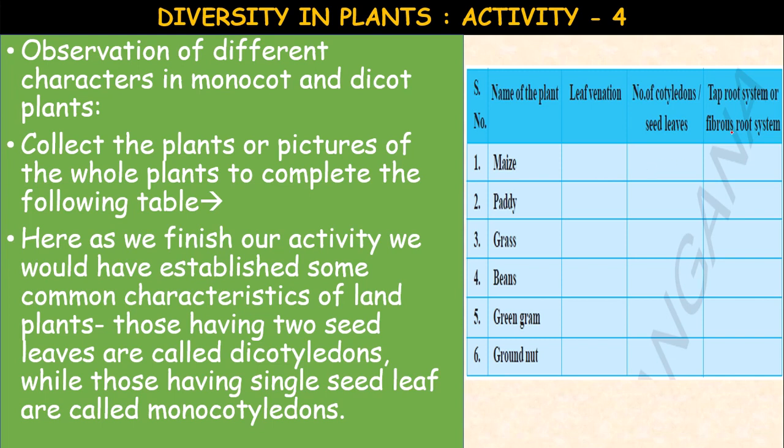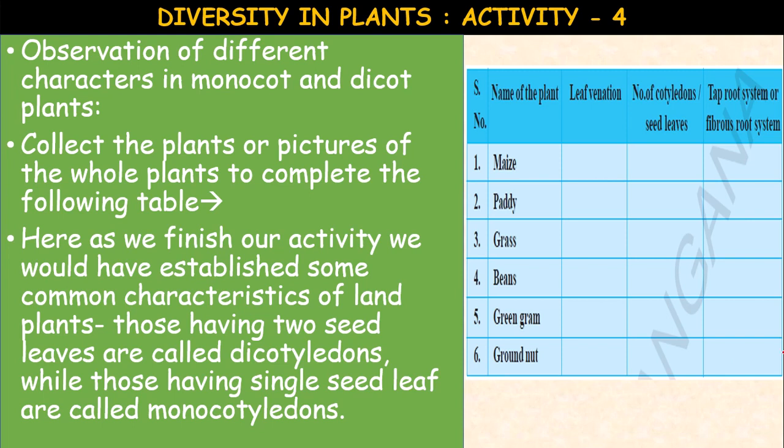So its root system is fibrous root system. Paddy, 1 cotyledon, monocot, fibrous root. Grass, 1 cotyledon, monocot, that is fibrous roots. Beans, 2 cotyledons, dicots. So here root system, taproot system. Green gram, dicotyledons, taproot system. Groundnut, dicotyledons. Like that.